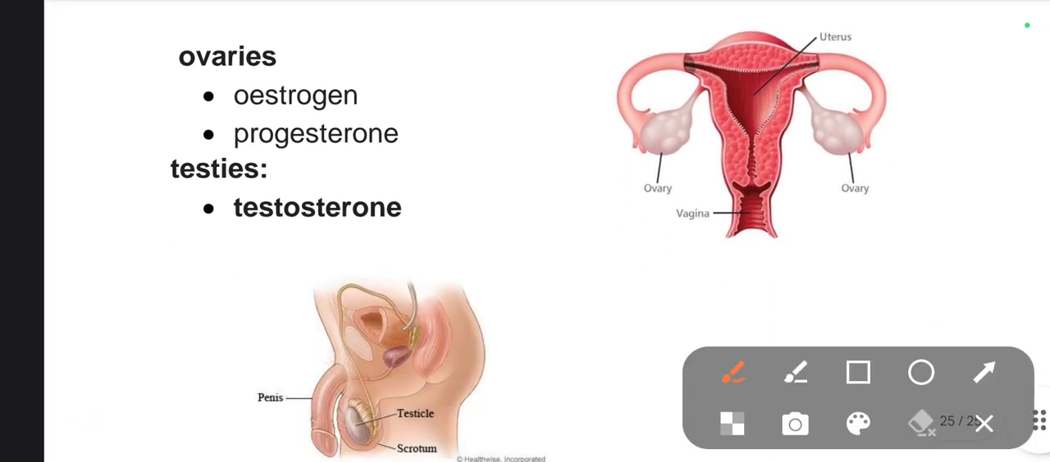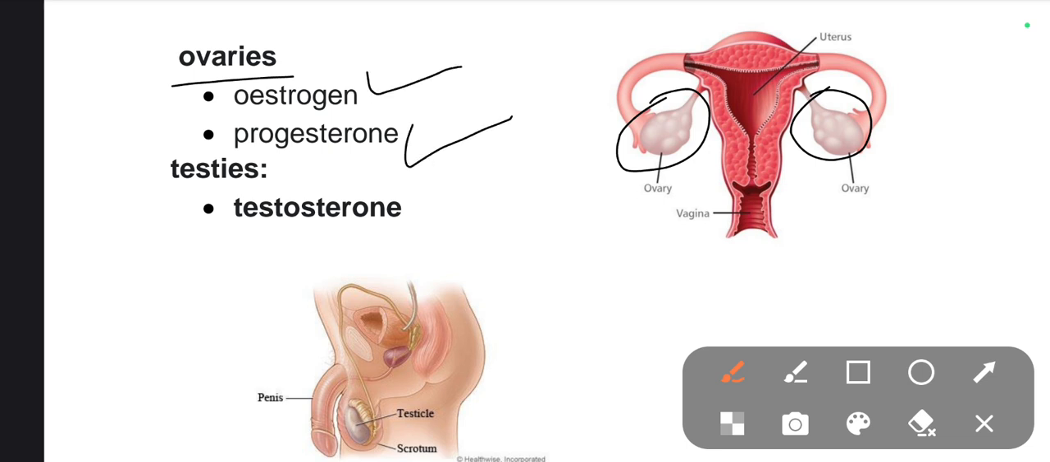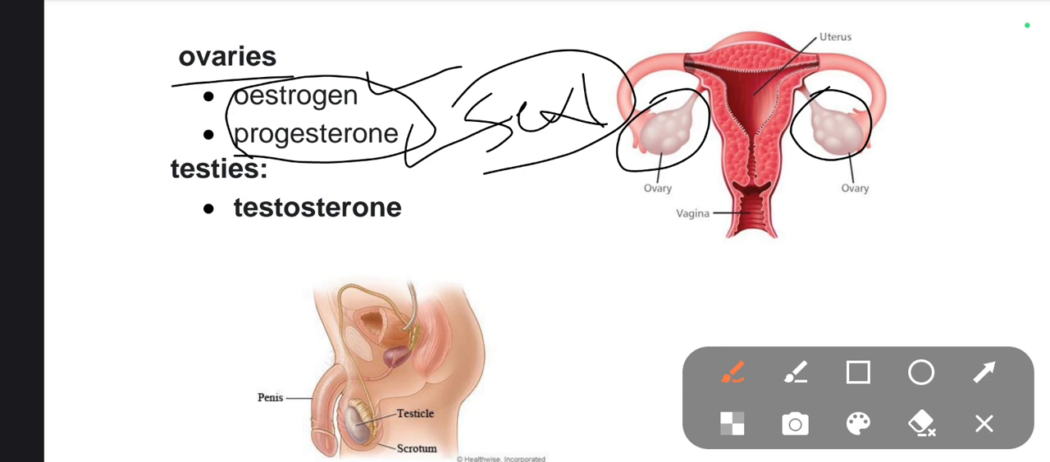Next one is the ovaries. The ovaries are present only in the female reproductive system. These are the two ovaries. The ovaries produce estrogen and progesterone. These two hormones are mainly for the reproductive system, sexual development, menstruation and pregnancy, everything is maintained by estrogen and progesterone.